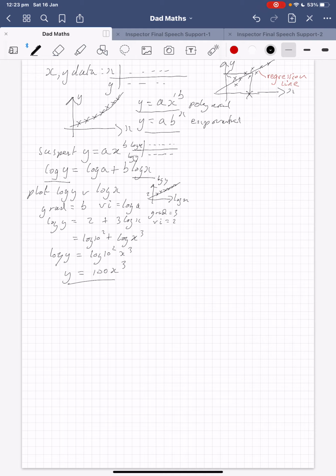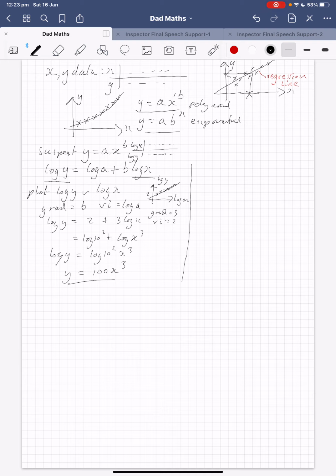Or you can do it by simply solving log of a equals 2 and b equals 3. Well, b equals 3 gives us x cubed. And if log to base 10 of a equals 2, that means that a equals 10 to the 2, which is 100. So that is one possibility.